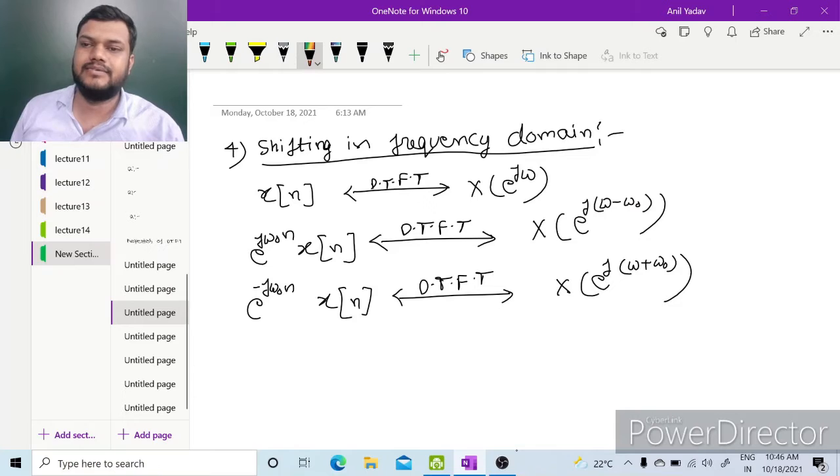Next is shifting in frequency domain. So if x[n] has DTFT X(e^jω), then e^(jω0n) x[n] will have DTFT X(e^j(ω − ω0)), and e^(−jω0n) x[n] will have DTFT X(e^j(ω + ω0)).